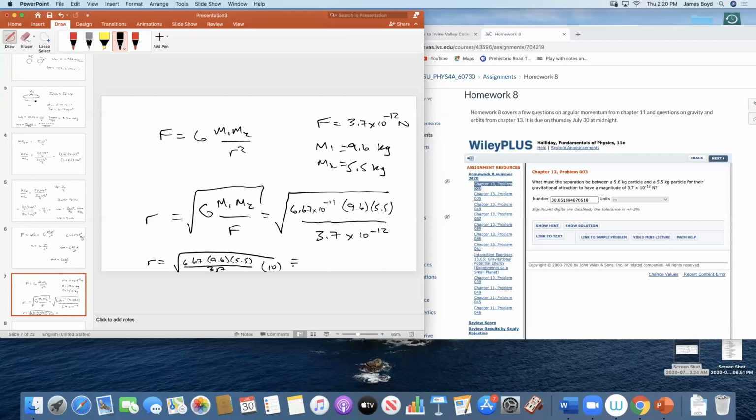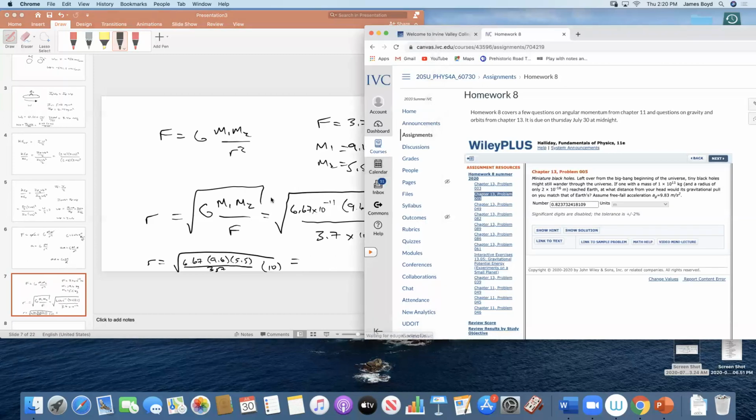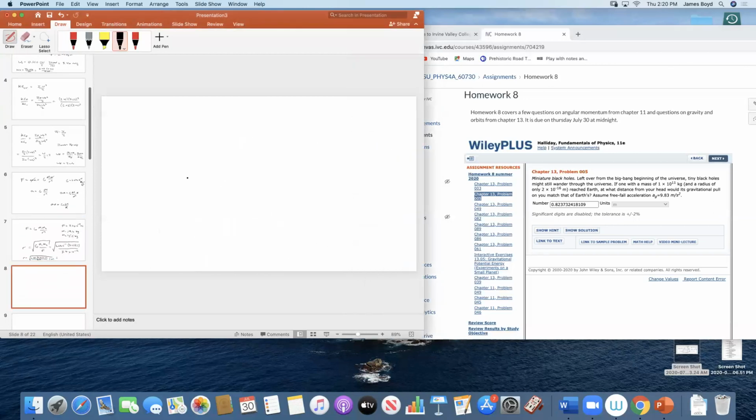Okay, this is a really simple problem, just making sure you know the definition of Newton's universal gravity and how to find it if you're given a couple things, right? All right, so miniature black holes. And now let's look at this. You're assumed to be standing on Earth, and a miniature black hole is a really massive body that's going to come in here, and it's going to pull you up with an acceleration equal to g of 9.83 meters per second squared. Okay, so we need to figure out how far away it would have to be for that to be true.